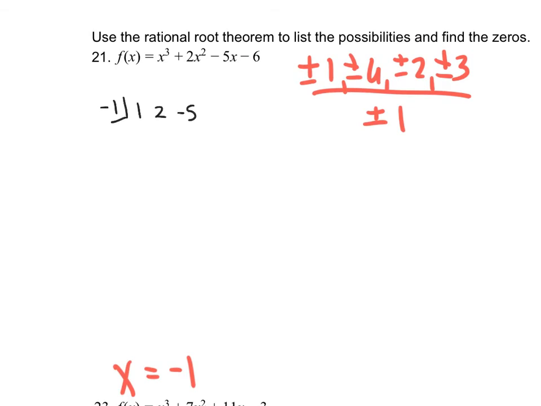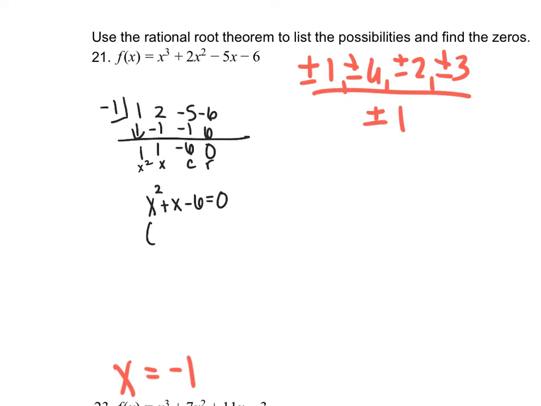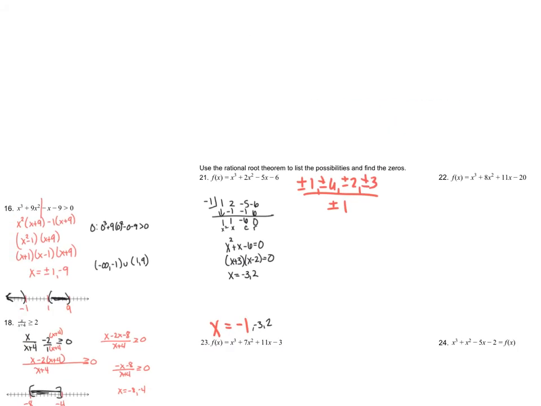So there's nobody missing. So we're going to go ahead and bring down our first number, multiply by the negative 1, add, we get 1, negative 1, negative 6. So this equation is x squared plus x minus 6 equals 0 because that's your remainder, constant x and x squared. So when I factor this, I get x plus 3 times x minus 2. X equals negative 3 and 2. Add that to the negative 1 that we started out with.